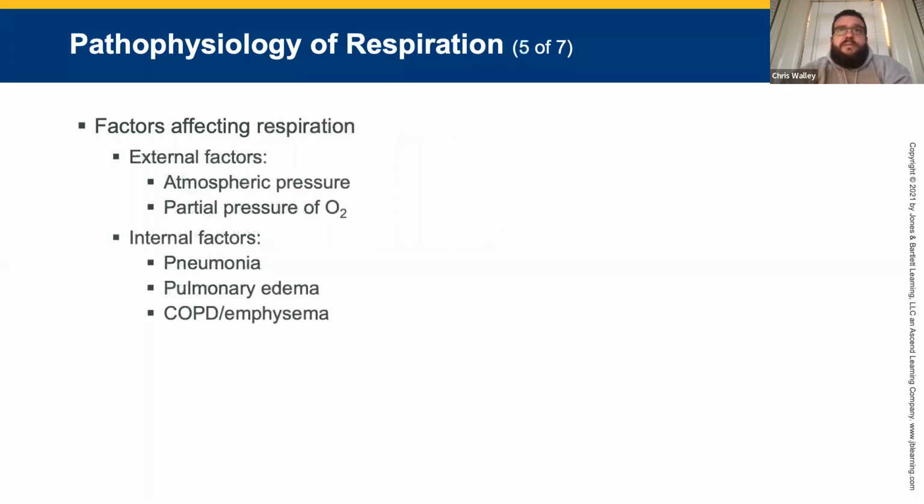So some of your factors that are affecting respirations, we have external factors such as atmospheric pressure and partial pressure of the oxygen in the ambient environment. Some of your internal factors are conditions that reduce the surface area for gas exchange and consistently decrease the body's oxygen supply, leading to inadequate tissue perfusion. So in that, we're talking about pneumonia, pulmonary edema, COPD and emphysema. All those are going to affect how much oxygen is brought into the body.